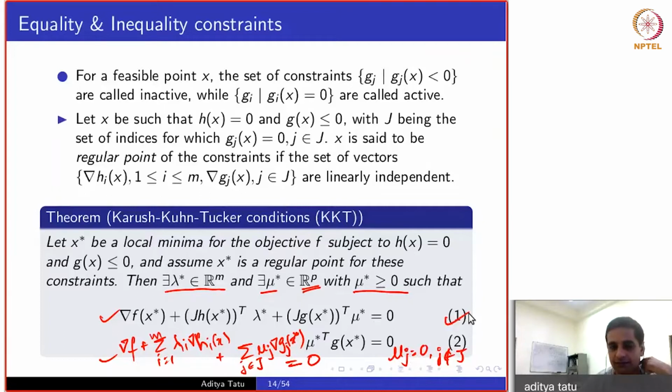All right. So that's the first condition. The second condition is what is called the complementary slackness condition, or I think the Slater's condition.